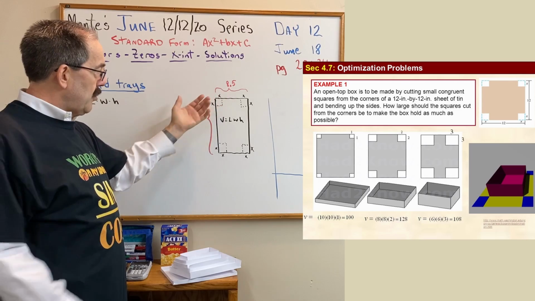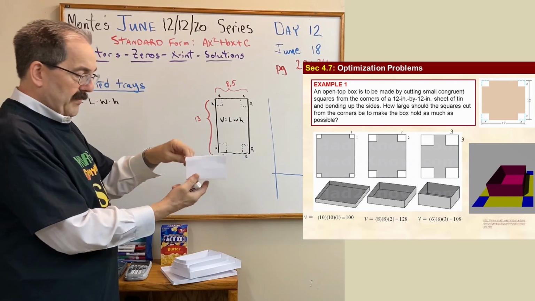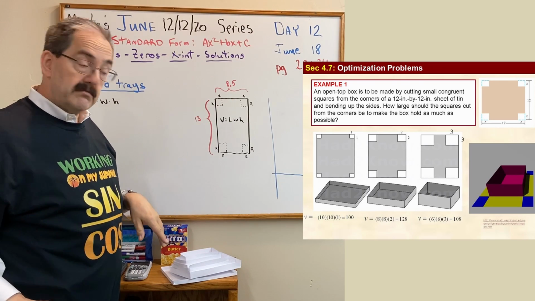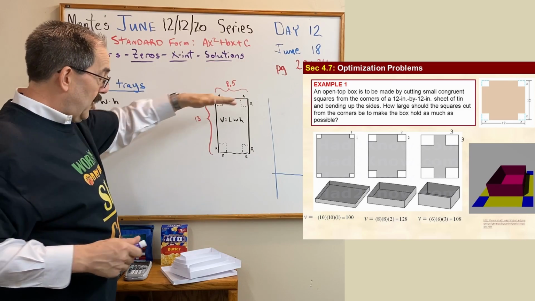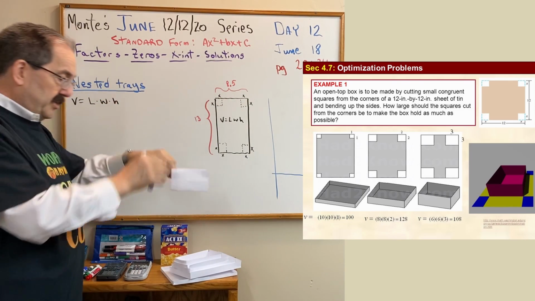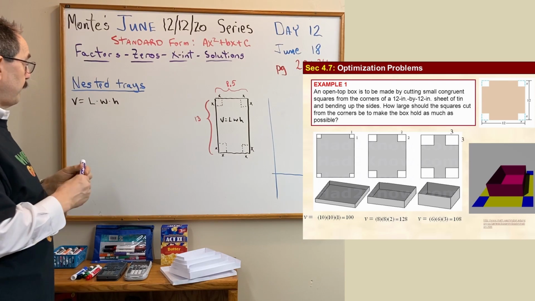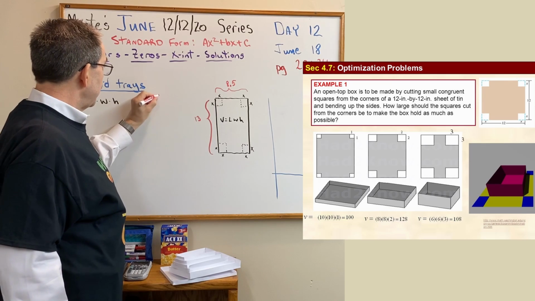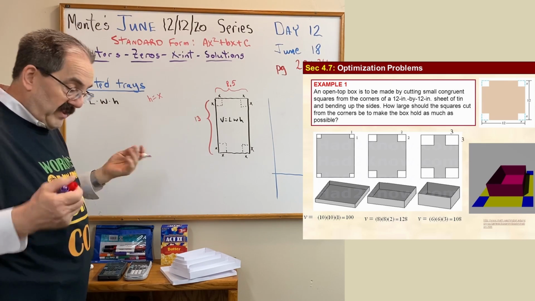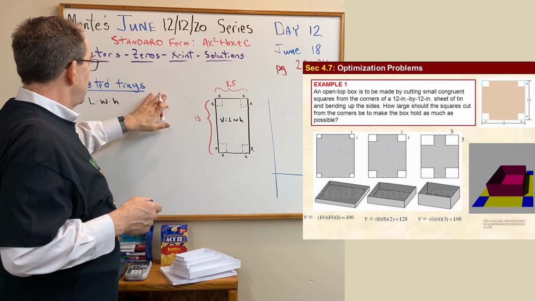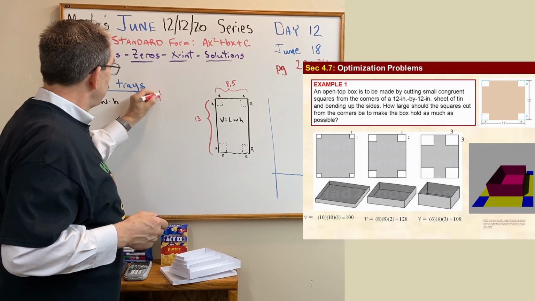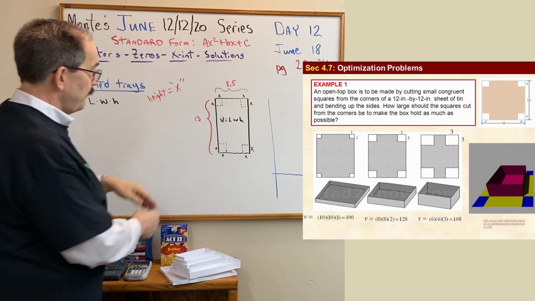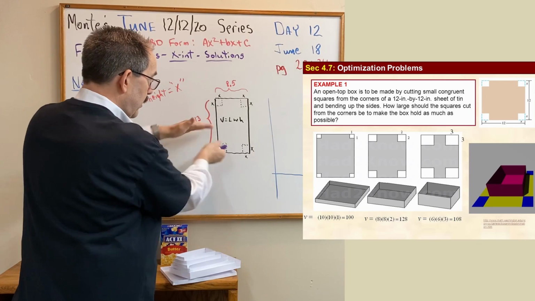Every time we cut a corner out, we fold it up. This X is how tall it is. The more we cut out, the taller it is. So that's the H. Off to the side here, let's write, H is X. The height of our tray is X units.